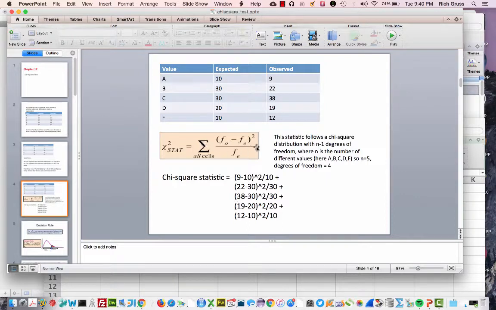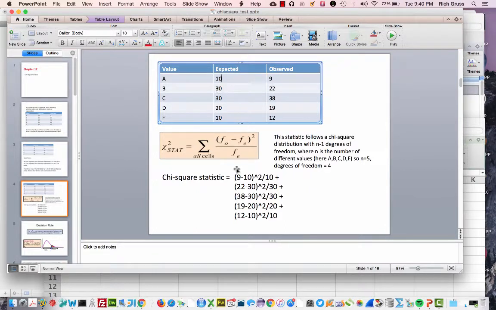So, cutting to the chase, the calculation of the test statistic is this, where the little O stands for observed and this E is for expected. For each of these rows, we take the observed, subtract the expected, square it, and then divide it by the expected. And then we just add all those up.